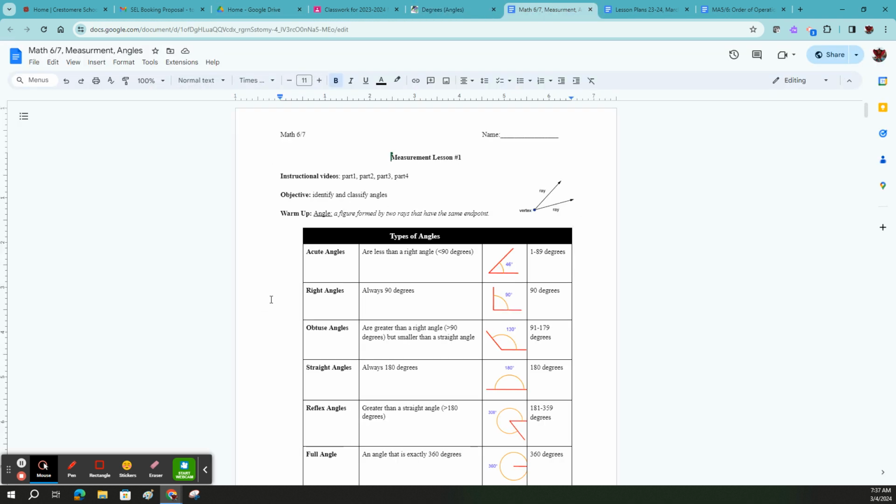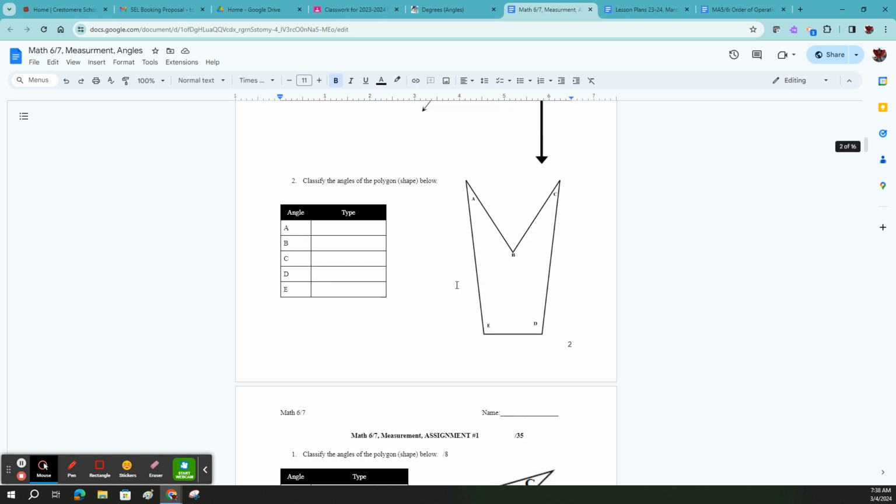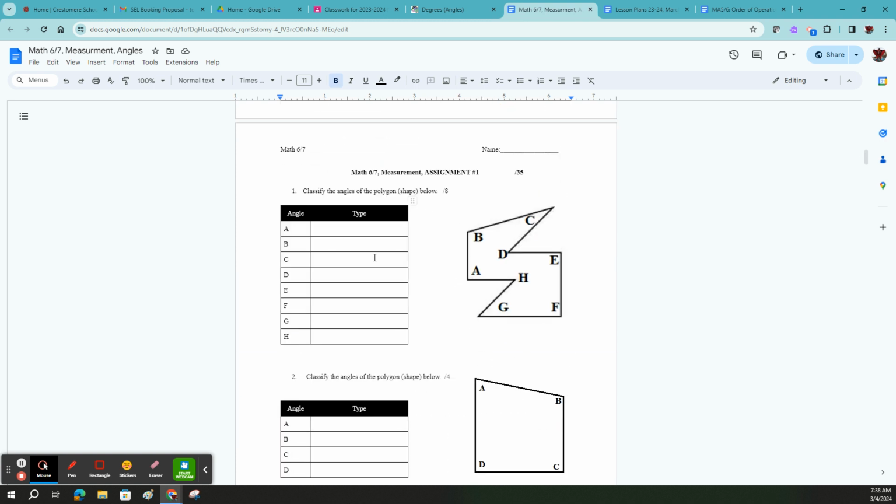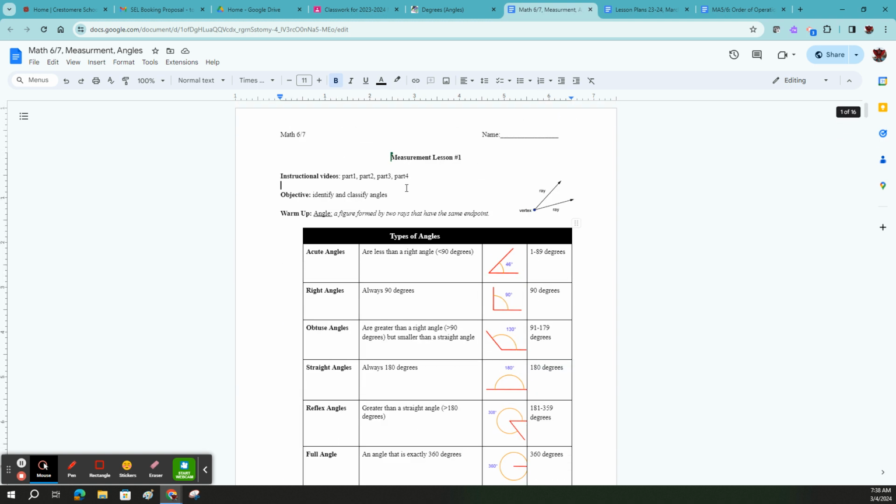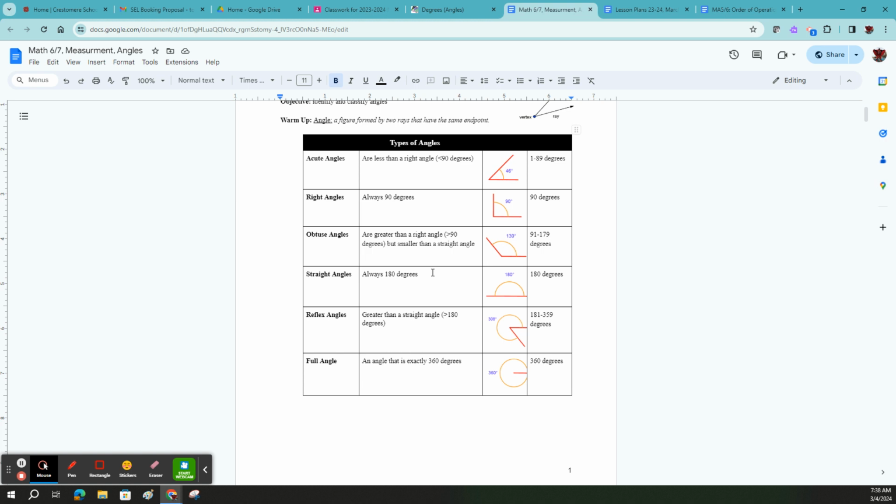To go back to your workbooks, the way this works is this. We have an instruction page, or two pages, followed by an assignment page. Your assignment page is what you're going to be working on and getting marked on, okay? The instruction page is what we're on right now. So let's go through this really, really quickly.